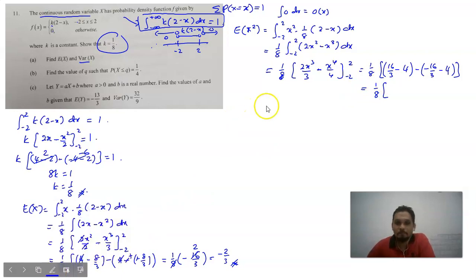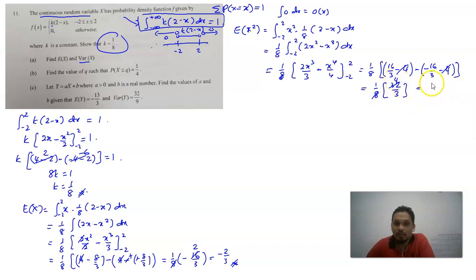Just imagine that negative 4 times negative 4 equal to positive 4. Negative times negative equal to positive. So negative 4 plus 4, 0. Then, negative times negative equal to positive, so 16 over 3 plus 16 over 3, 32 over 3. 32 divided by 8 equal to 4.